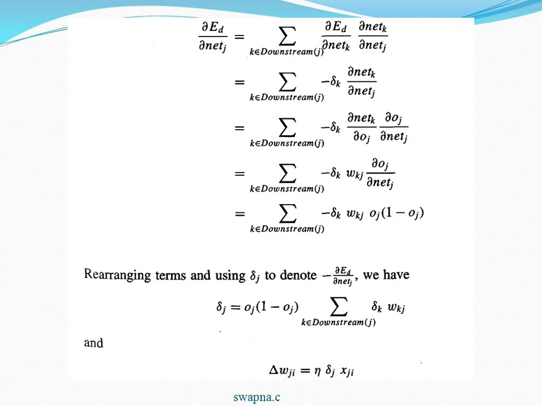So completely, delta j, the hidden unit error term, is represented like this. The second term is represented like this, and the first term we write like this. So this is the weight update rule for the hidden unit.